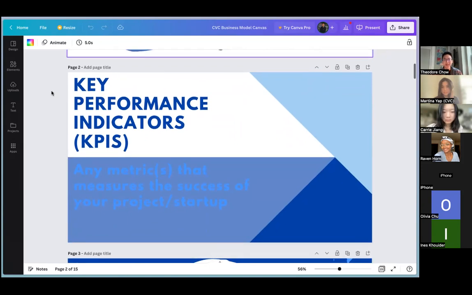Some KPIs that I feel like we should all be aware of are metrics. What this means is that these are metrics that measure the success of your project or startup. So, for example, if you were a social media startup, some of the key things we look at would be the number of users, how many times they go on the app each day, how long each time they are on the app for, how many downloads you have. All of these are key performance indicators.